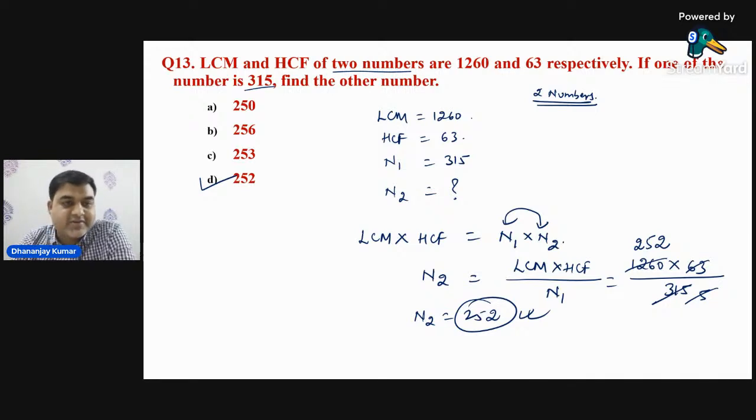So I'll just read it out if it is blurred. I do not know why it is coming blurred. LCM and HCF of two numbers are 1260 and 63 respectively. If one of the numbers is 315, find the other number. So what did we do in this case? We just tried finding out the answer as LCM into HCF is equal to N1 into N2, and we got the answer. Okay.